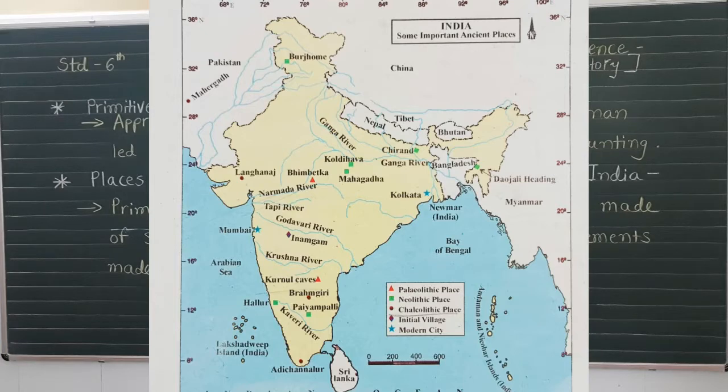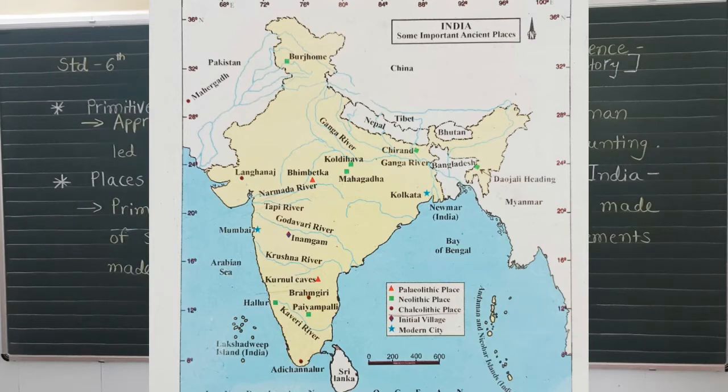The first sign, a red triangle, indicates a Paleolithic place. For example, in the central part of India, there is Bhimbetka cave, which is situated in Madhya Pradesh, and in the southern part there is Kurnool cave. Second, the green square indicates a Neolithic place. For example, in northern India, there is Burzahom, which is the best example of a Neolithic place, as well as Mahagara in the central part.